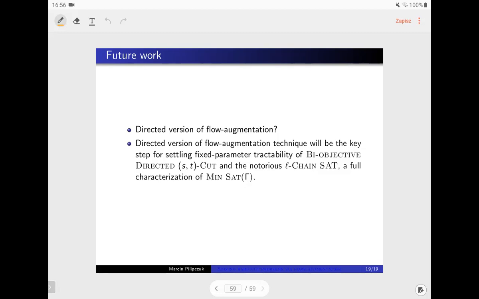conjecture that there exists an analog in directed graphs, but there are a lot of problems in the proof, I mean, in the flow augmentation technique, that I don't know how to solve in directed graphs. And I think that's it. Thank you for listening, and I welcome any questions.